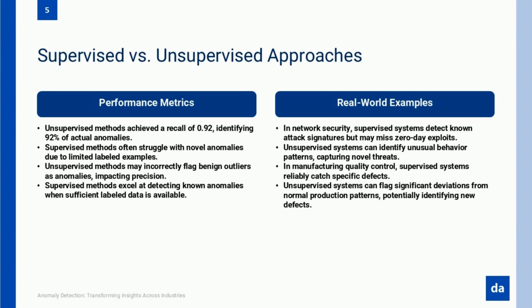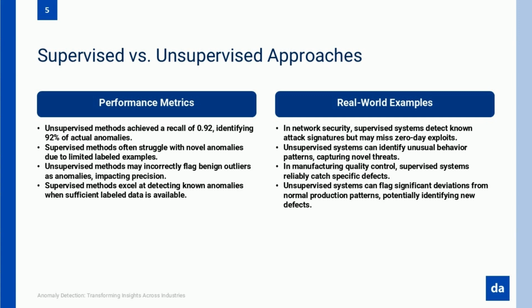The performance differences between these approaches can be dramatic. In a comparative study involving diverse anomaly types, unsupervised methods achieved an impressive recall of 0.92, meaning they found 92% of actual anomalies. Supervised methods, hamstrung by insufficient labeled examples of certain anomaly types, performed significantly worse in detecting novel anomalies not represented in their training data.